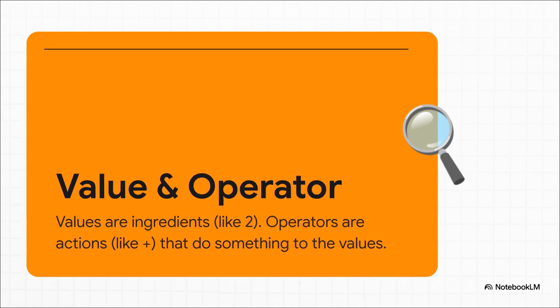So let's break that down even more. In 2 plus 2, the 2's are our values. They're the raw magical ingredients. The plus sign, that's the operator. It's the action, the verb, the part of the spell that tells Python what to do with the ingredients.